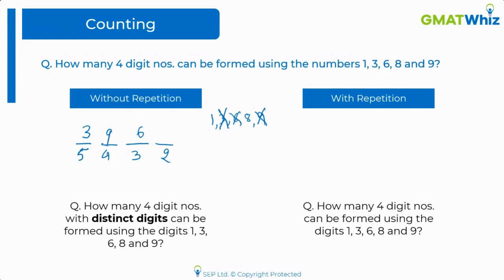So now the next question comes. Should I add all these numbers, or should I multiply all these numbers? And the answer is very simple. I have to multiply these numbers.